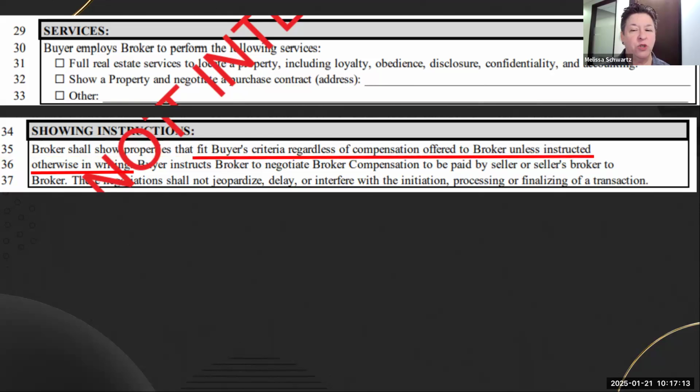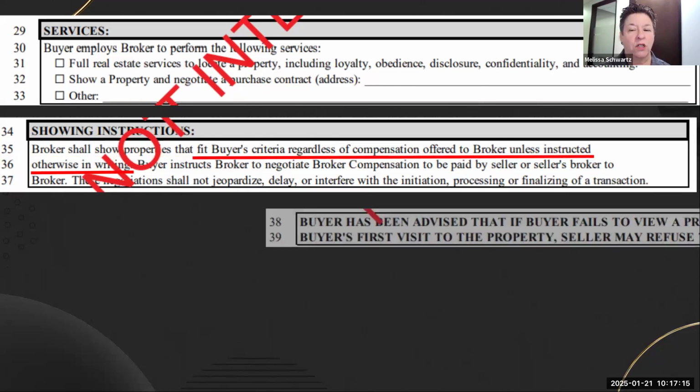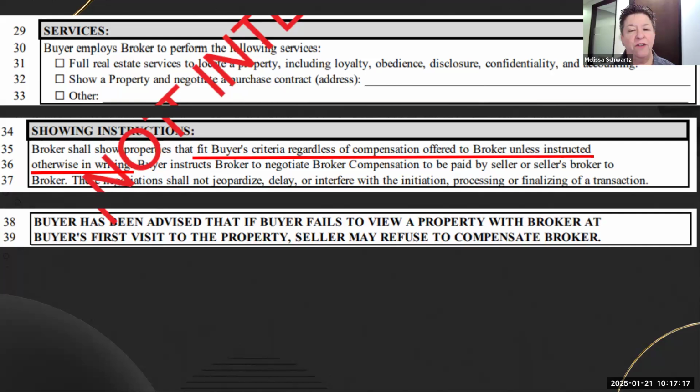So I've got that. Make sure that regardless of compensation, buyer has been advised that if buyer fails to view a property with a broker at buyer's first visit, seller may refuse to compensate broker. What does that sound like to you?